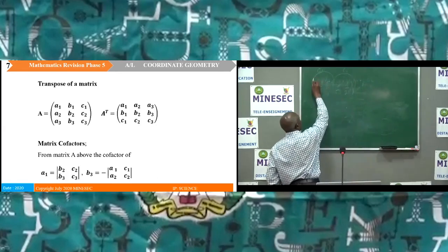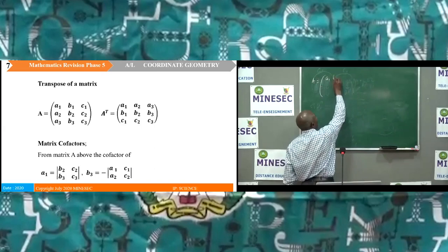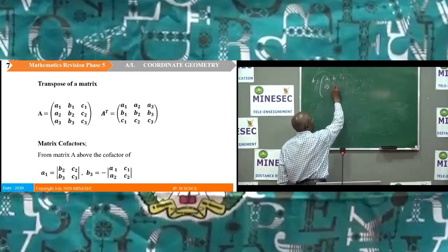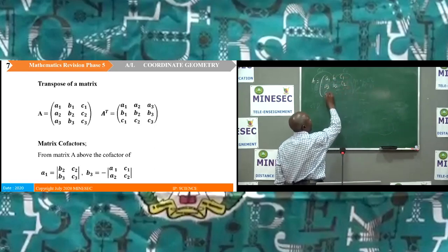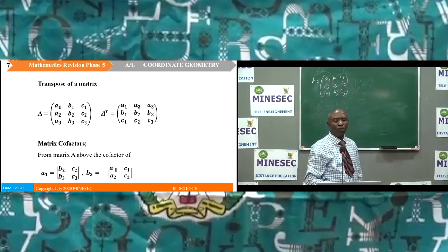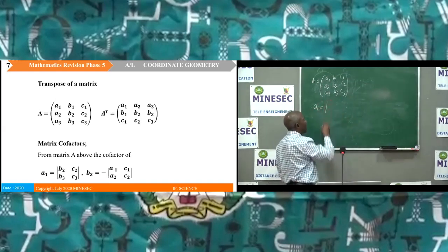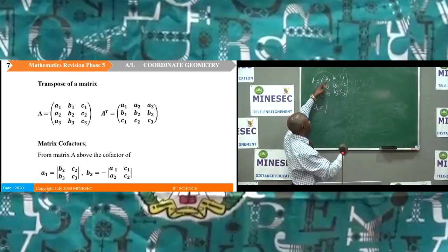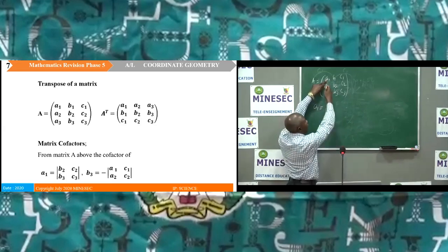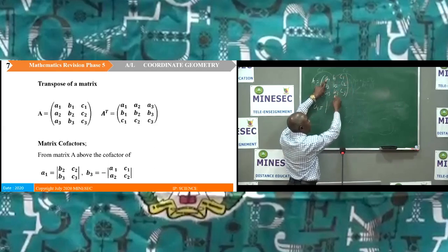Now, A1, B1, C1, A2, B2, C2, A3, B3, C3. We want to look for the cofactor of A1. To get the cofactor of A1, what happens? At A1, the elements of this row and this column, we are not going to use them, and we now look for the determinant of this: B2, C2, B3, C3.